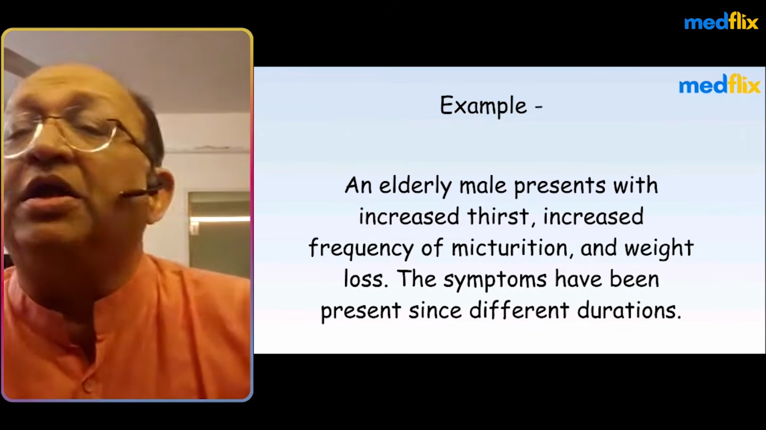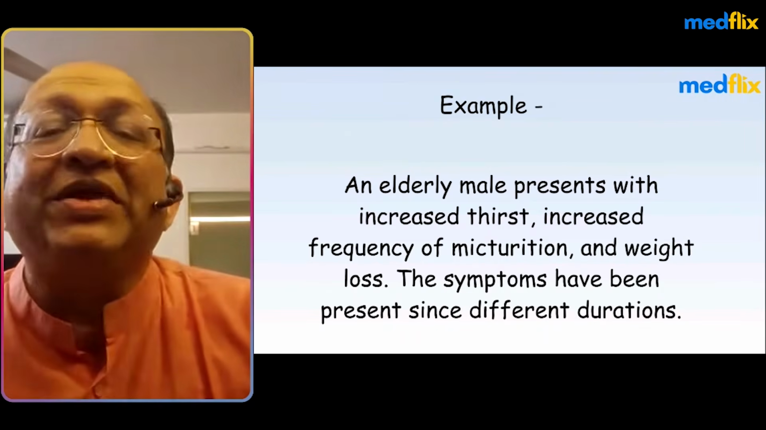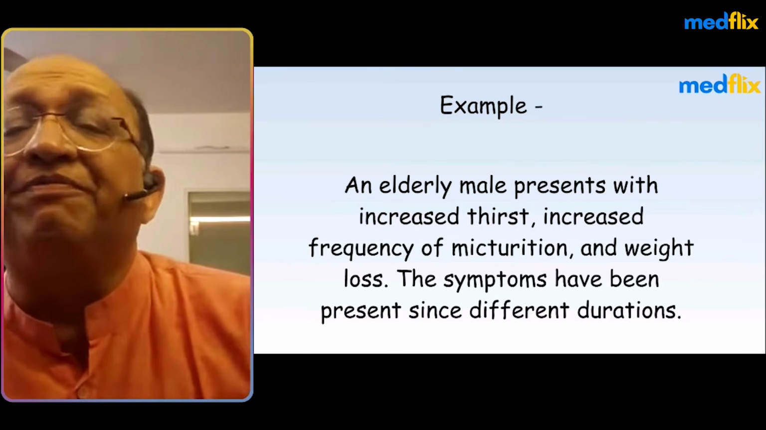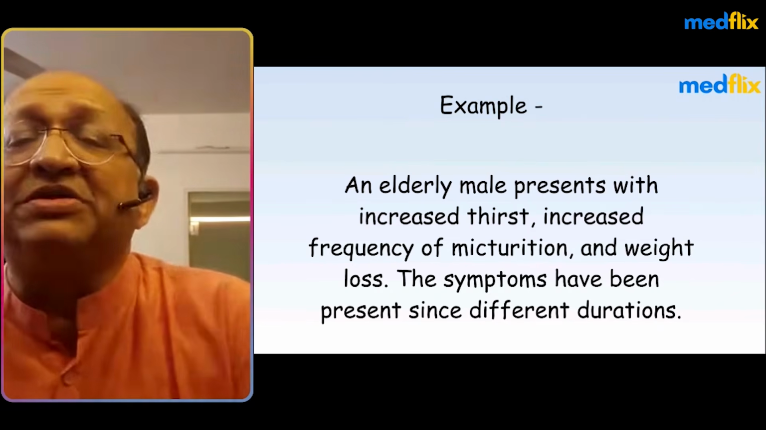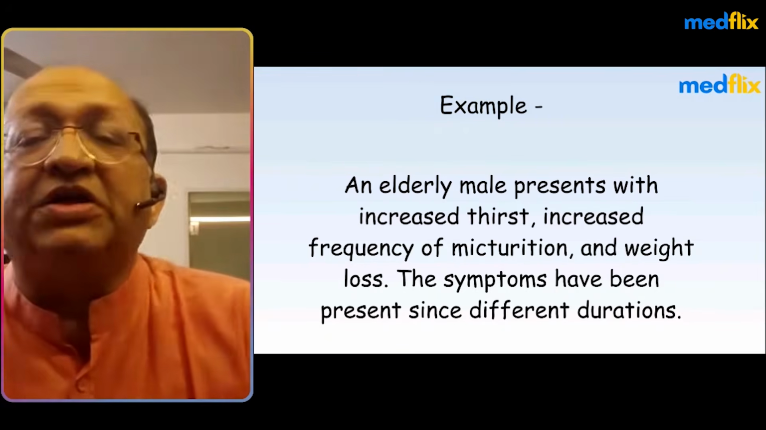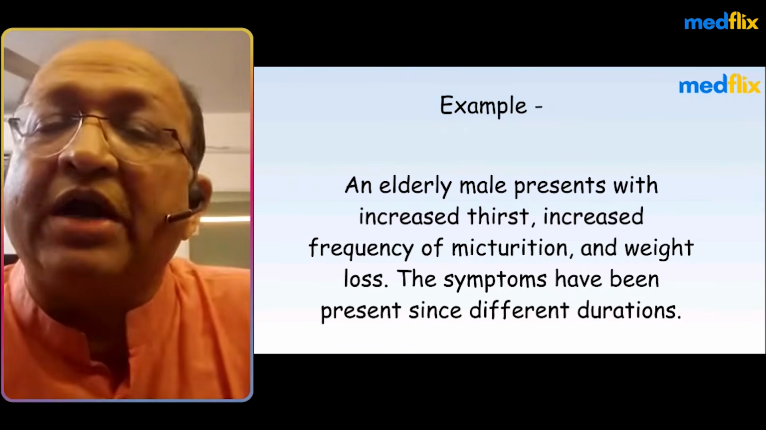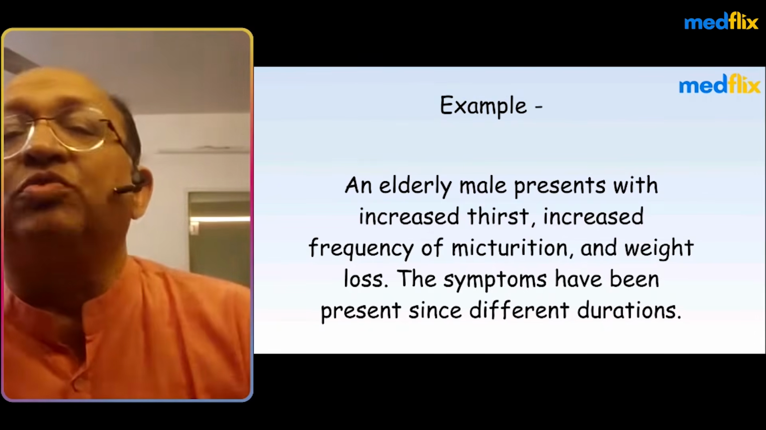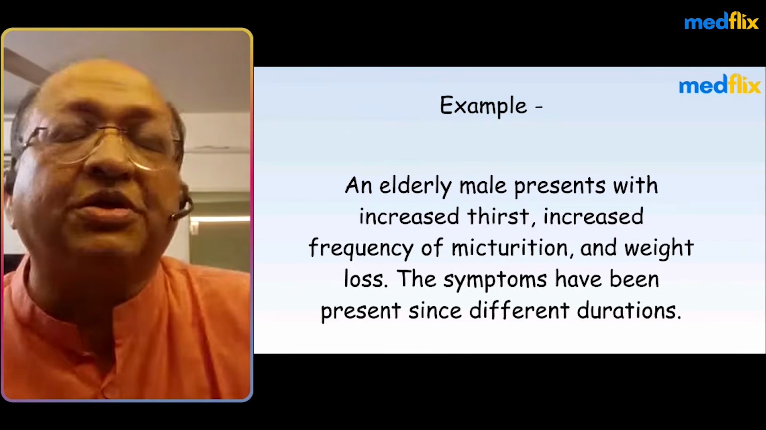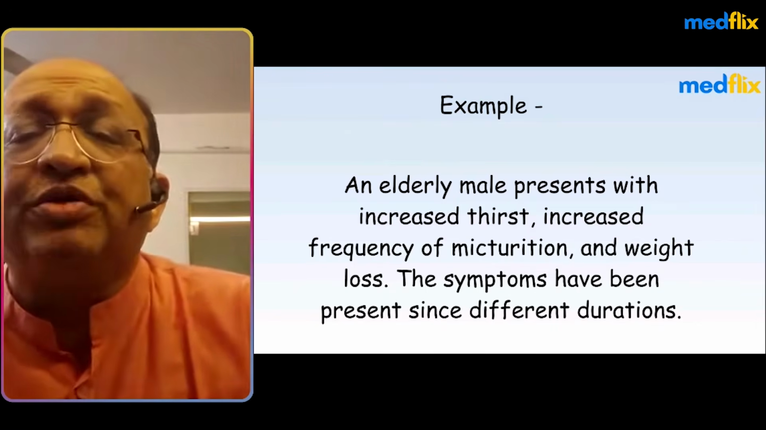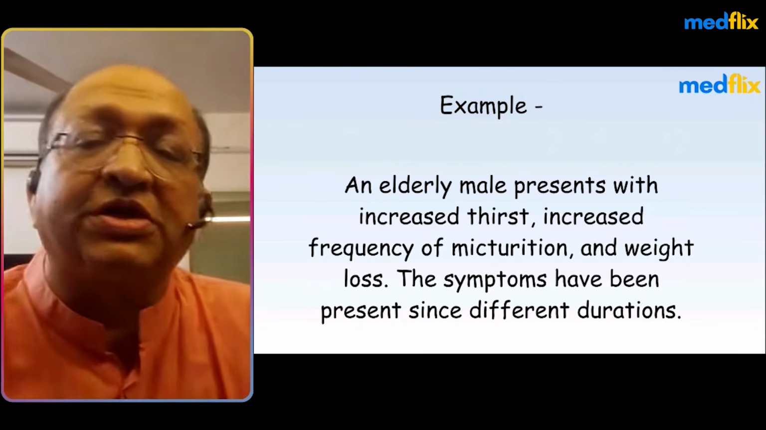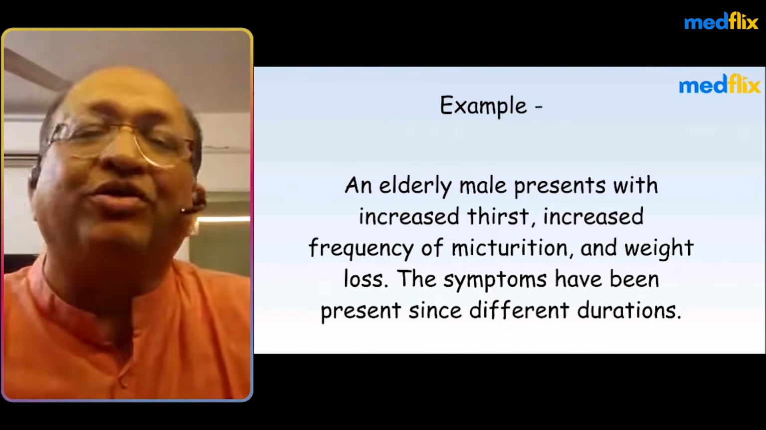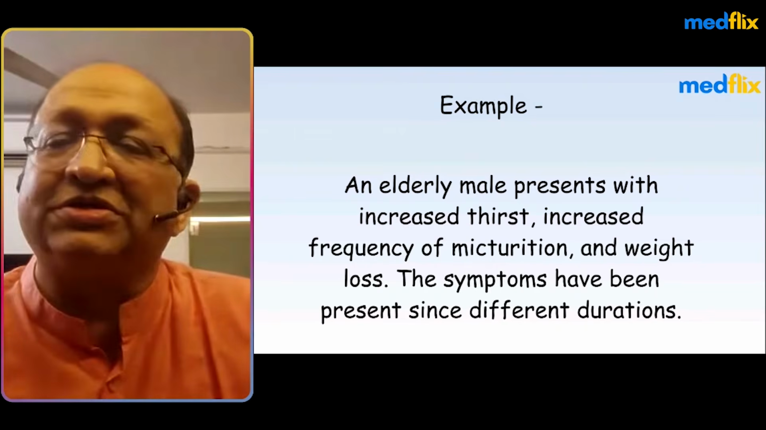If instead of that young male, an elderly male presents with increased thirst, increased frequency of micturition, and weight loss, these symptoms have been present since different durations. Patient says increased thirst is since 3 weeks after he started a particular medicine which has anticholinergic effect. His increased frequency of micturition is since 2 years, and his weight loss is since 1 month. The weight loss may be due to loss of teeth. The micturition may be due to prostate. So, if different timings are there of the symptoms in an elderly person, then you can explain three symptoms by three different, unrelated causes.